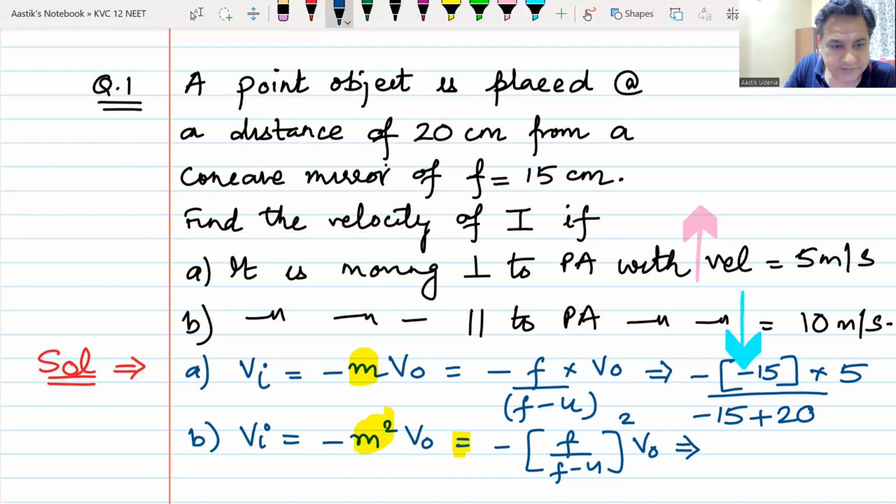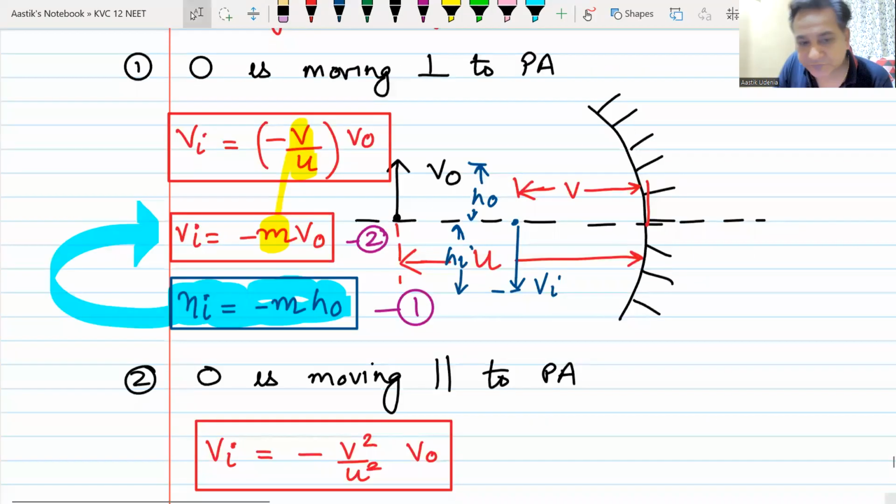I think I have made a mistake in the formula, and that is why my answers are coming out wrong. Yes, I've made a mistake here. Just correct the mistake here, and here, and here. A genuine mistake I have made.